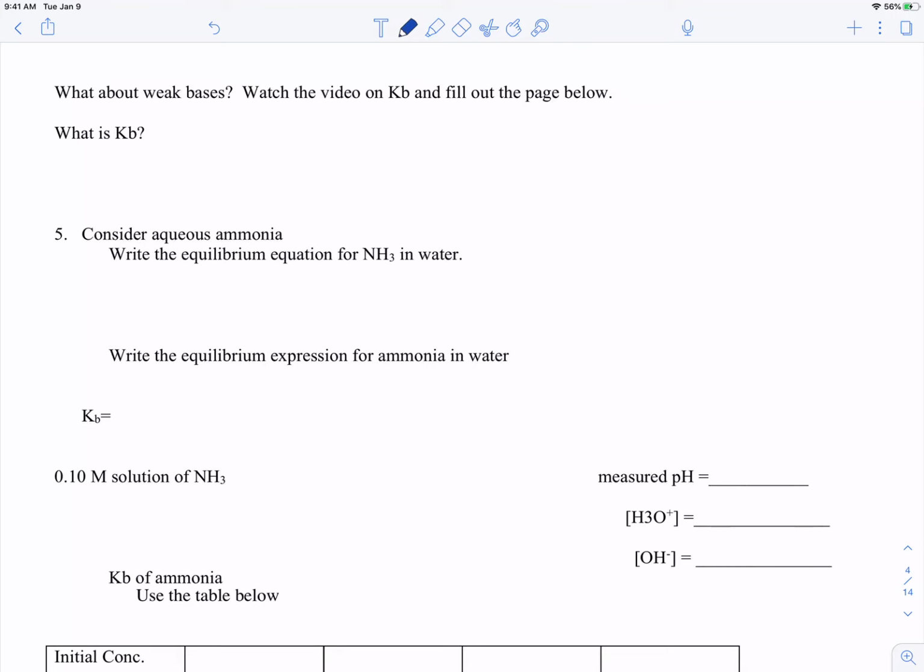Well, we've been talking about Ka, the equilibrium constant for weak acids. So it makes sense that we should discuss briefly what is Kb. Kb is the equilibrium constant for weak bases. It works pretty much the same, but I thought it would be fitting for us to take a look.